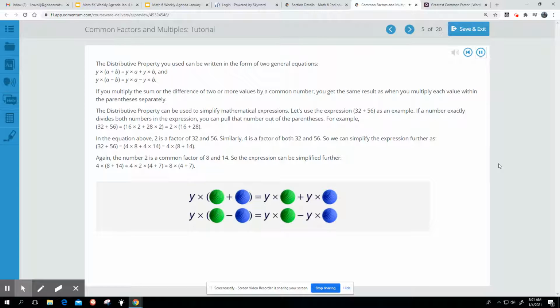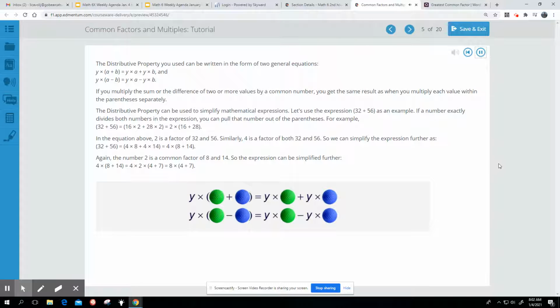If a number exactly divides both numbers in the expression, you can pull that number out of the parentheses. For example, 32 plus 56 equals 16 times 2 plus 28 times 2 equals 2 times the sum of 16 plus 28. In the equation above, 2 is a factor of 32 and 56. Similarly, 4 is a factor of both 32 and 56.